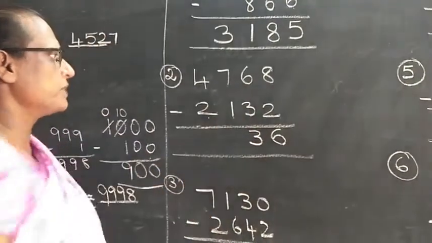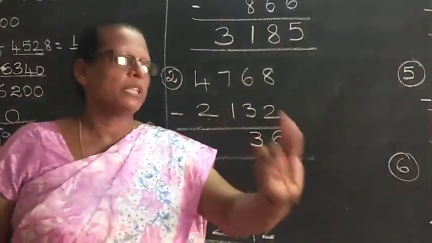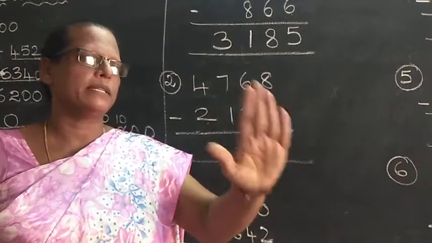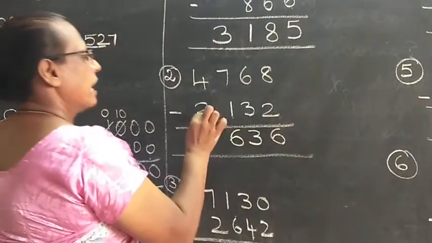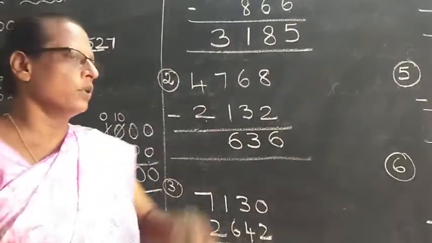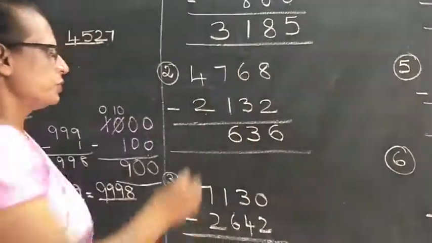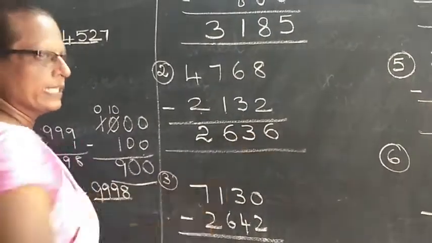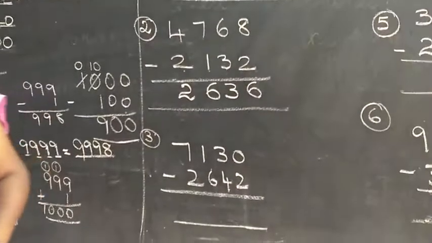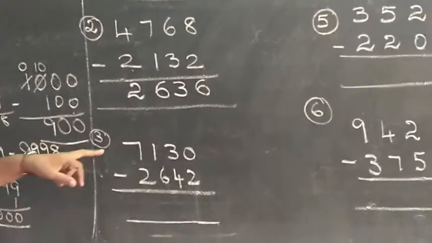After 1 you count up to 7. After 1: 2, 3, 4, 5, 6, 7. 6. After 2 you count up to 4. After 2: 3, 4. 2. So what's the answer, children? 2636. 2636. Okay, coming to the third sum.